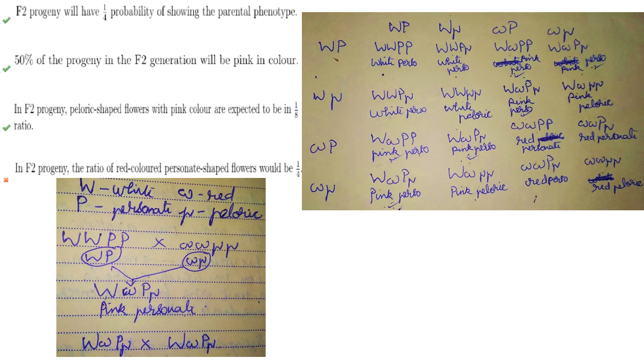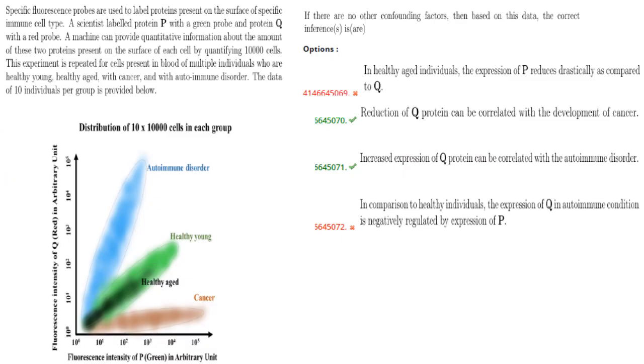Then next question. So next question, what they have told, specific fluorescence probes are used to label proteins present on the surface of specific immune cell type. A scientist labeled protein P with green probe and protein Q with red probe. A machine can provide quantitative information about the amount of these two proteins present on the surface of each cell by quantifying 1000 cells.